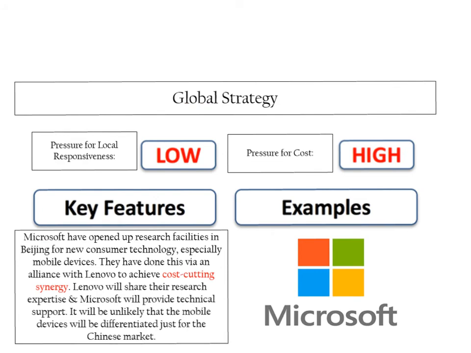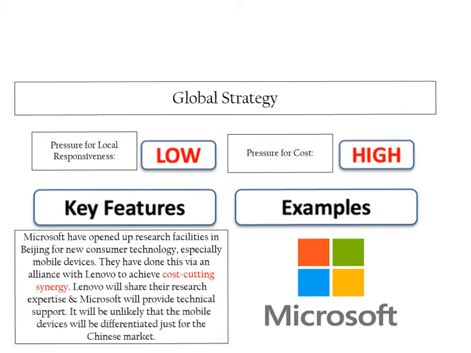So Microsoft, I've gone for pressure for local responsiveness is low, pressure for costs is high. Again, you might disagree with this. You might be in a country, or you've lived in multiple countries where you've realised that Microsoft do sell different types of goods for that market. I might be completely wrong here, but you just need to have the argument to back it up. So I've said, from my own research, I found that Microsoft do offer very, very similar products. It's quite standardised across many countries.